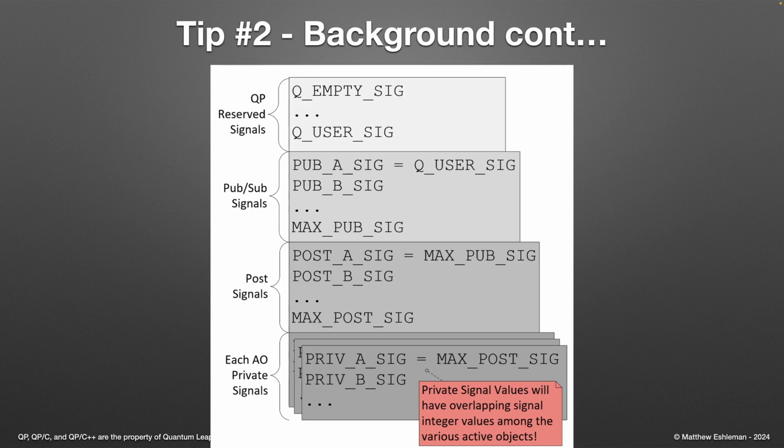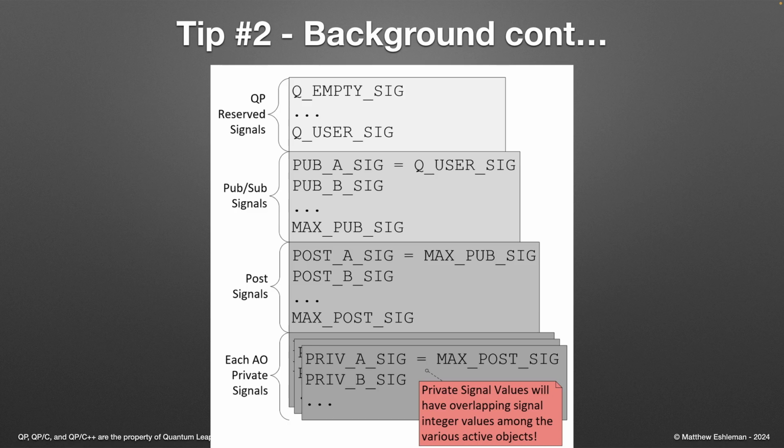And typically, I'd say it's basically required, your pub sub, so signals, events that can transit the publish subscribe framework. We start those with Q user sig, and then we always make sure to note the final signal in that range of signals.